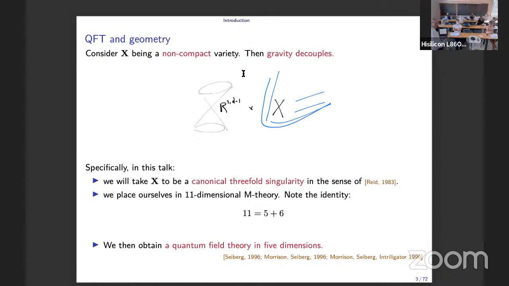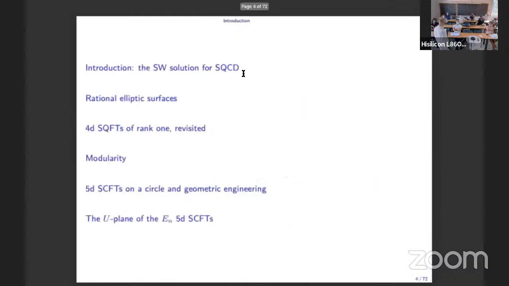Of course, this is a setup that was considered long ago. The existence of superconformal field theories in 5 dimensions was first shown by Seiberg in '96, and then engineered through this kind of method by Morrison, Seiberg, and many others in the '90s. But in the last few years, there's been a regain of interest in this kind of setup for various reasons, and that's where we are standing.